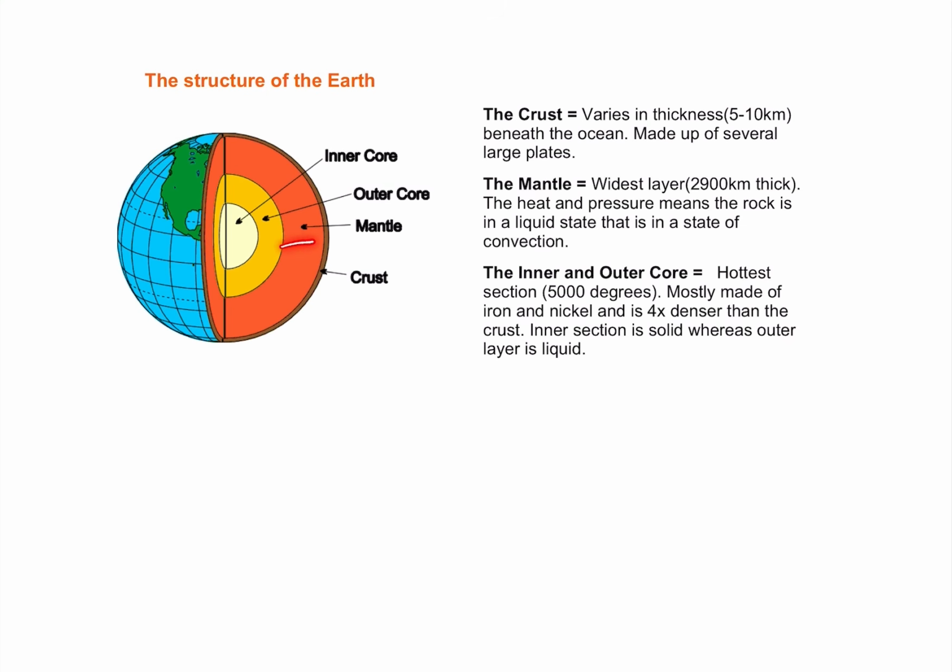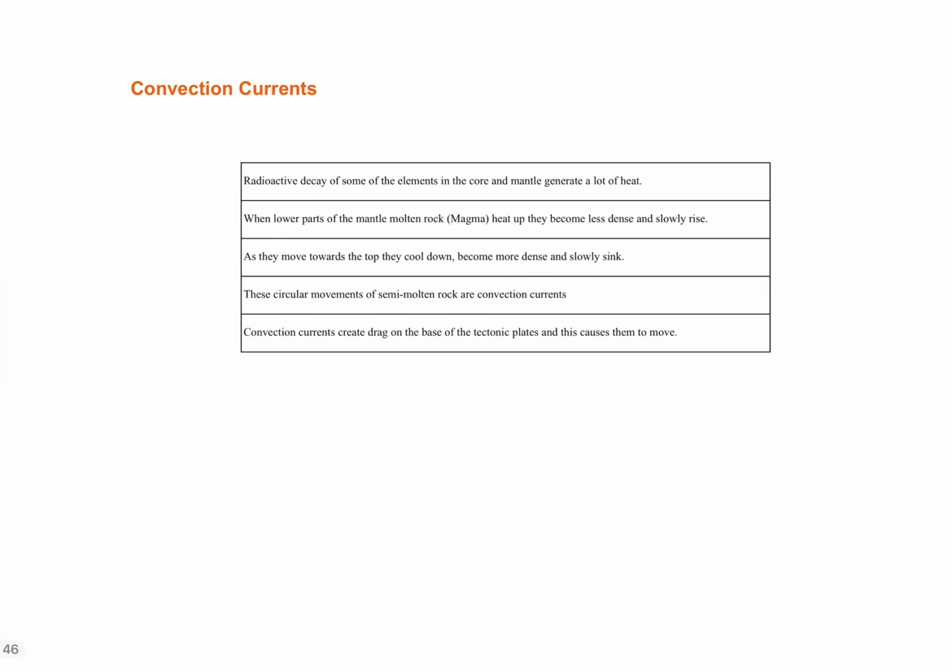The mantle here is the widest layer. So it's about 2,900 kilometres thick. So lots of heat and pressure here means that this rock is often liquid, and this leads us to our convection currents. We'll talk about convection currents very shortly. Then right in the centre of the earth is your inner and outer core. So the hottest section, it's about 5,000 degrees, pretty dense rock. It's 4 times denser there than it is on the crust. So again, just check. Do you know the differences between each one of these layers? And if you were asked in the exam, would you have a sentence to say about each?